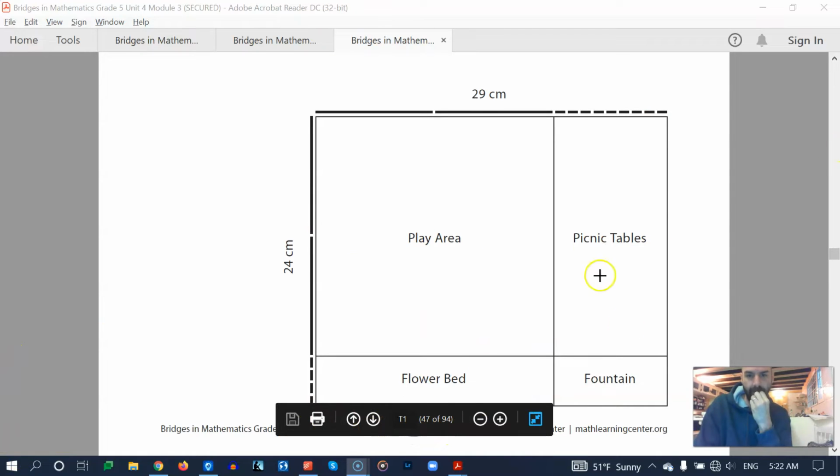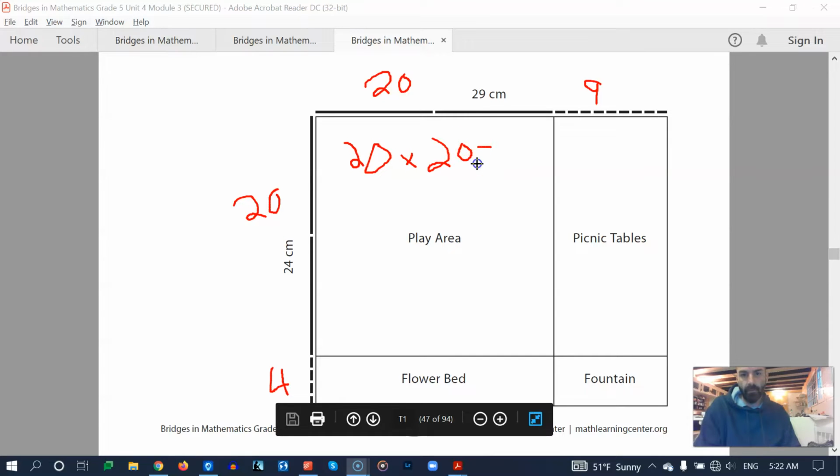All right, so we have the different areas here. So this is 29. I have my 20 here. Not great, I know, but it is. And then I have 9 here. I have 20 here, and 4 here. So the play area is 20 by 20, which equals 400. So this is 400 centimeters squared.